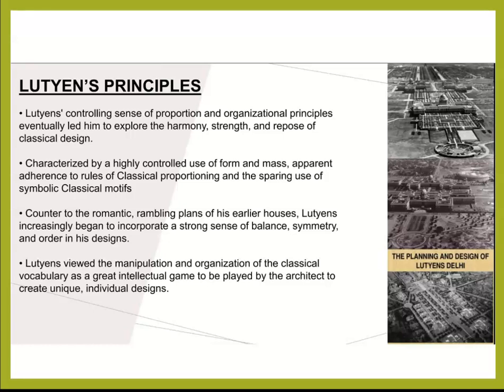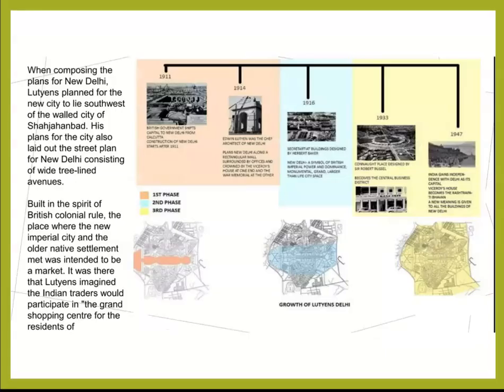His design used to be the romantic, rambling plans of his earlier houses. Lutyens increasingly began to incorporate a strong sense of balance, symmetry, and order in his design. Lutyens viewed the manipulation and organization of classical vocabulary as a great intellectual game to be played by an architect to create unique individual designs. Lutyens' plan was to incorporate uniqueness and create a classical vocabulary in his design.